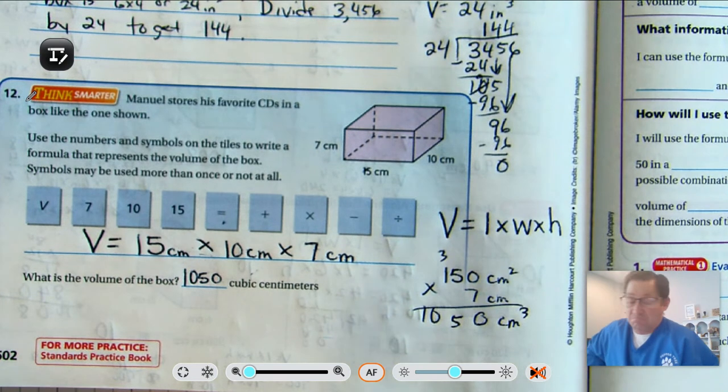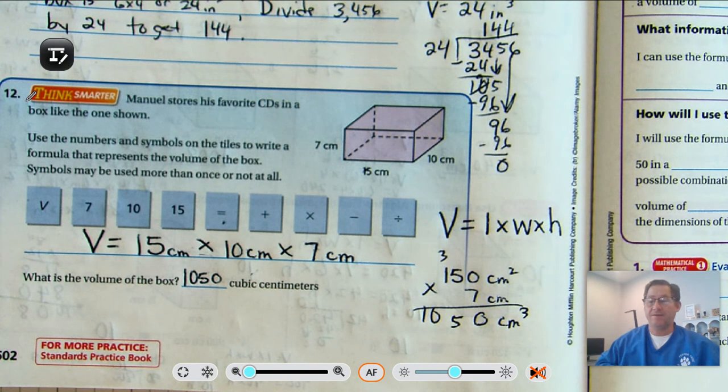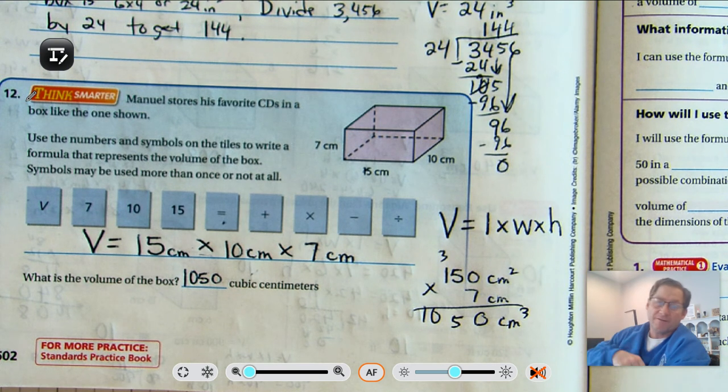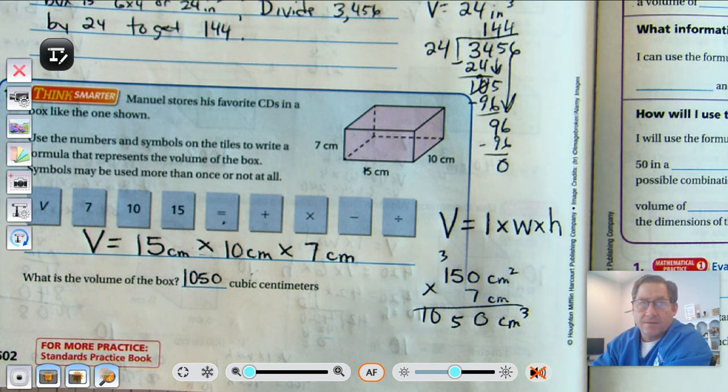All right. So that's it for basically how to apply the volume formula to find volume and to find an unknown measurement in a volume problem. In our next lesson, we'll be talking about comparing volumes. So until then, I'll see you soon.